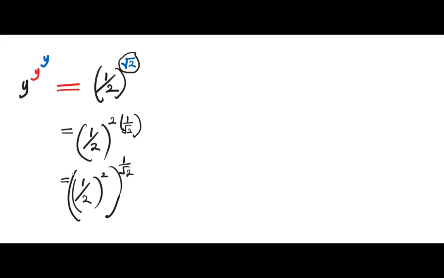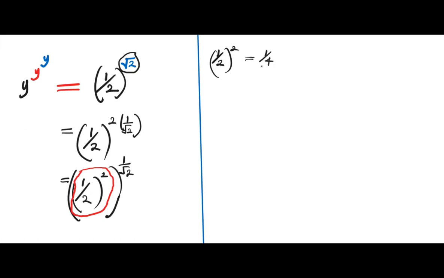Okay, so let's concentrate on what we have here. So we have 1 over 2 raised to the power of 2. So 1 over 2 raised to the power of 2 equals 1 over 4. Okay, if you concentrate on this, all right? Now, this is now equal to 1 over 4 raised to the power of 1 over root of 2.